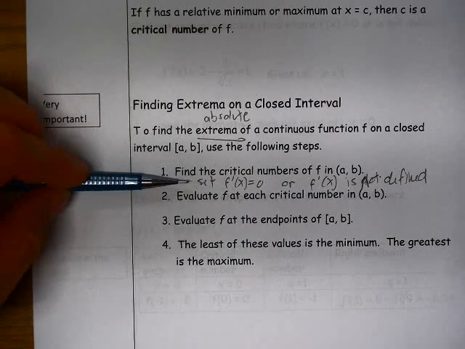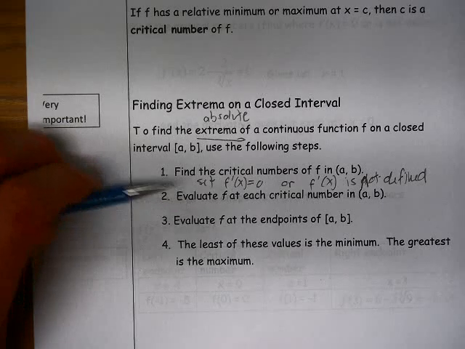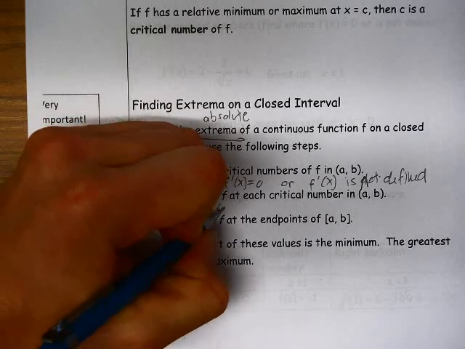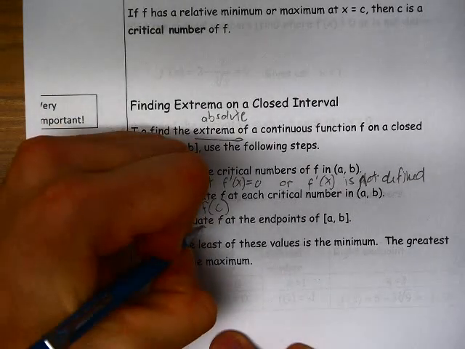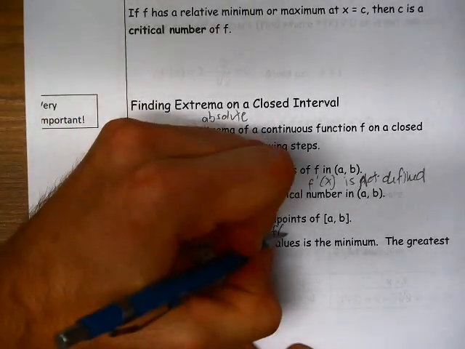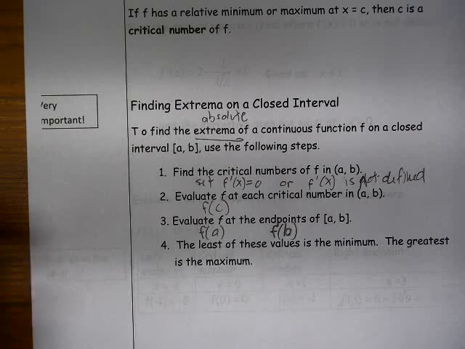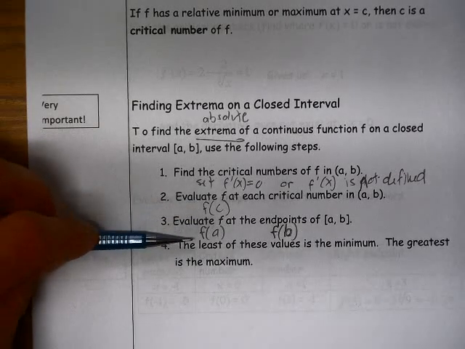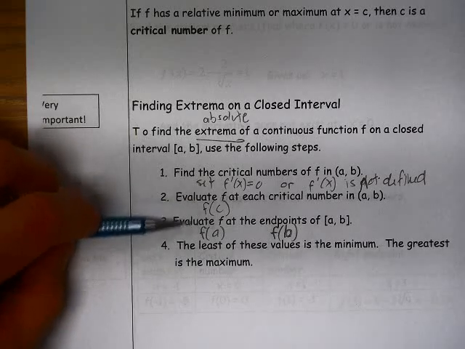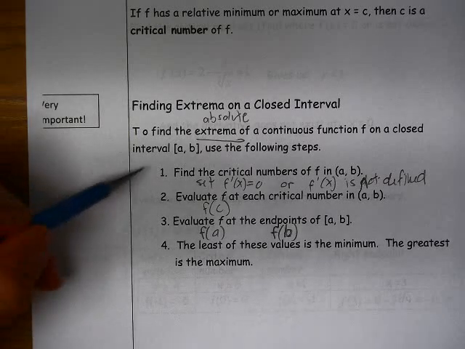Once we find those critical numbers, remember those are x values that produce a zero derivative or a derivative that's not defined, we're going to evaluate f at each critical number. So we're actually going to plug that c value or multiple c values back into the original function and find out what the y values are there. We're also going to evaluate f at the endpoints, f of a and f of b. Those are the endpoints of the interval that we're asked to use. So we might have multiple critical numbers, and we've evaluated f at those and at the endpoints. And then we're just going to compare those. We've basically calculated a bunch of y values here. And the smallest value that we have is the minimum, and the largest value that we have is the maximum. So anytime we're asked to find extrema on a closed interval, this is the process we need to follow.